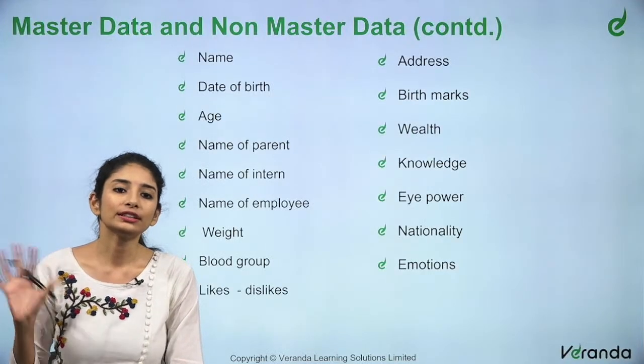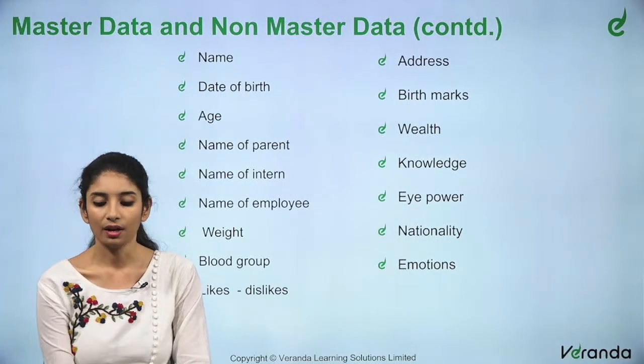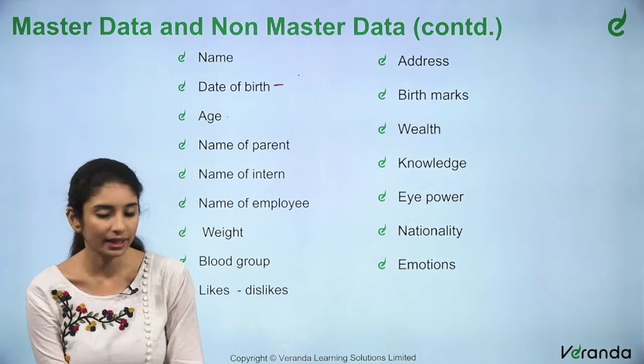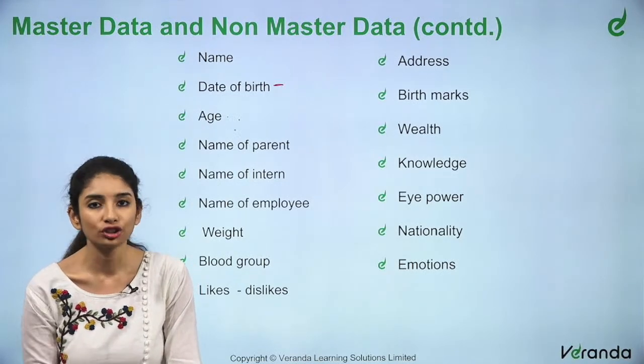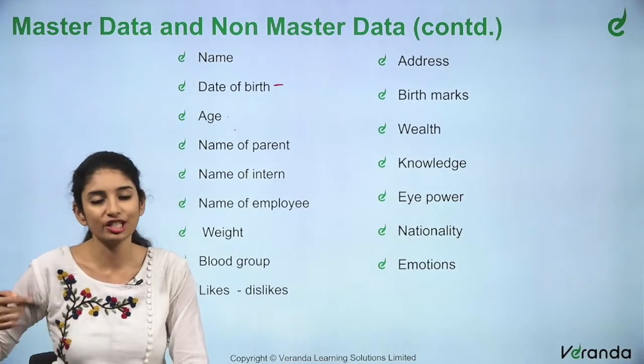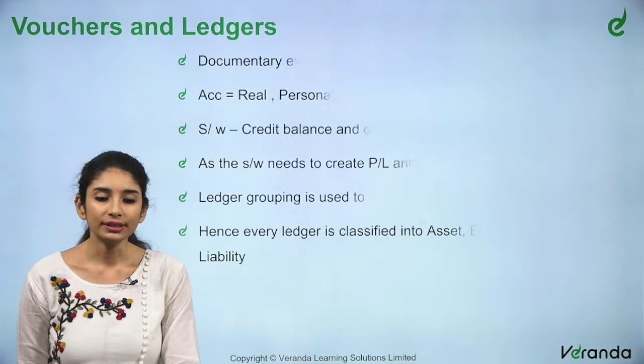Here I have given a list of data which is personal master data and personal non-master data. For example, date of birth could be personal master data, it does not change ever, but the age could be personal non-master data, it changes every year. Likewise. Now vouchers and ledgers.